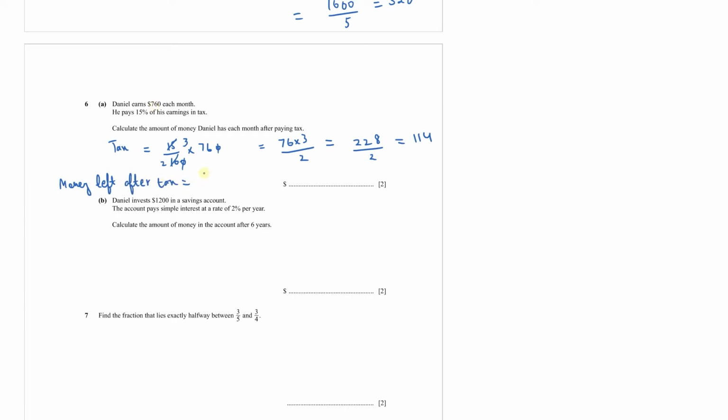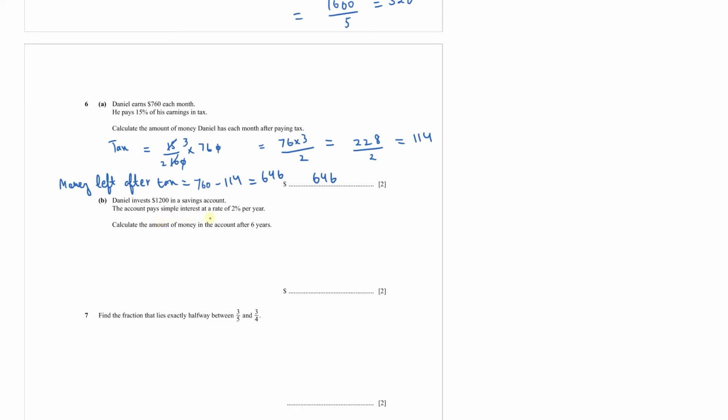So he earned 760, and then he paid 114 in tax. So 760 minus 114 will be 760, 660, 650, and then 646. So $646. Part B is Daniel invests $1,200 in a savings account.